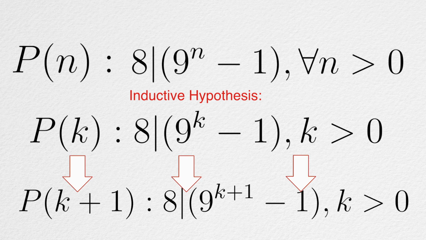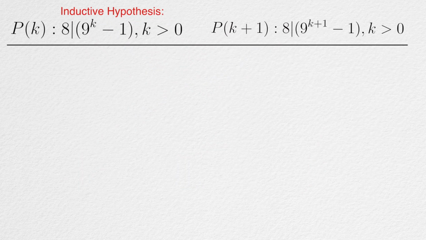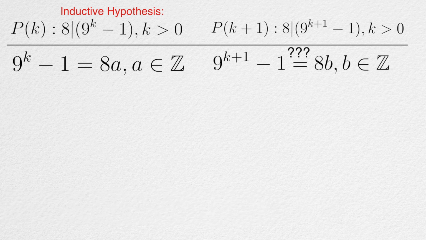To make these statements easier to prove, we'll go ahead and convert them into an algebraic form, which will be easier to work with. So saying that 9^k - 1 is divisible by 8 is roughly equivalent to saying that 9^k - 1 equals 8a for some integer a, by the definition of divisibility. And we can write something similar for 9^(k+1) - 1.